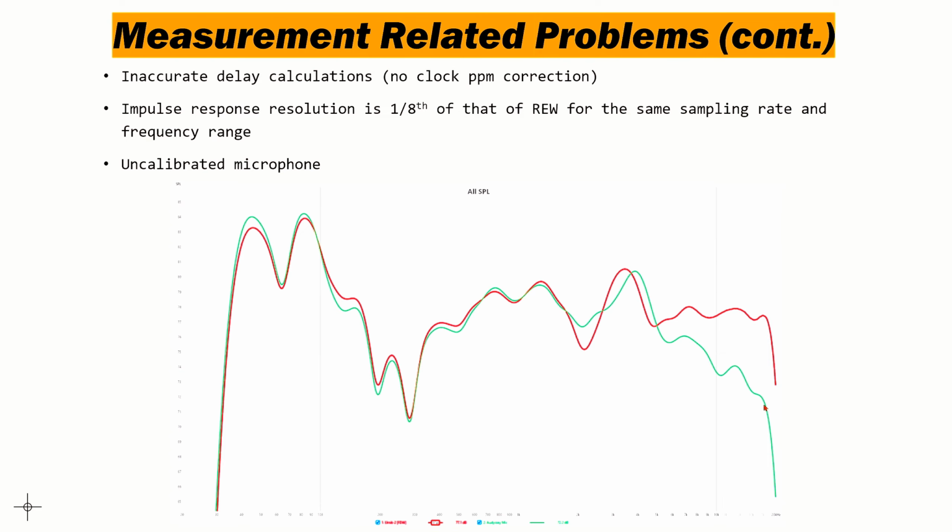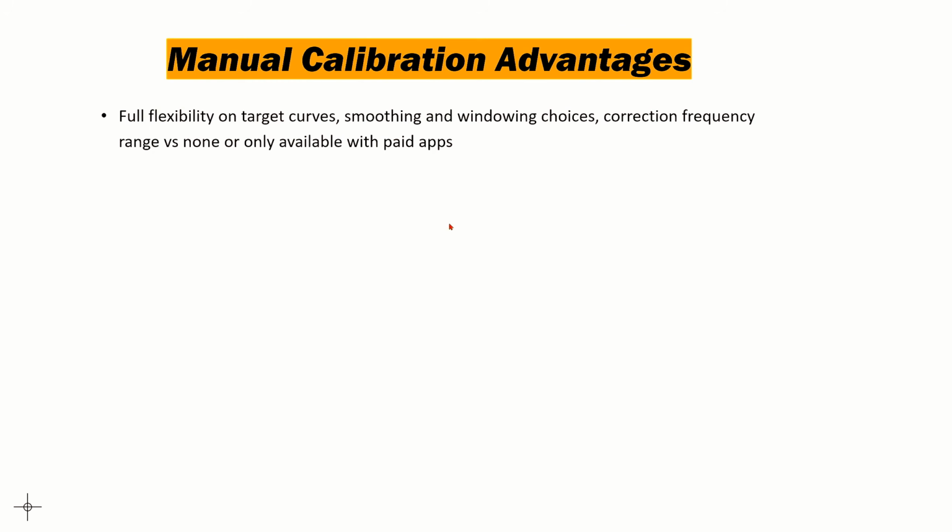Maybe that's why they are trying to push high frequencies with dynamic EQ and other things, because they know the deficiency in the uncalibrated Odyssey microphone. This is quite a difference, and when you can't measure your room properly, how can you correct it? The advantages of manual calibration: full flexibility on target curves, smoothing and windowing choices, correction frequency range, versus none in automated systems, or available with paid apps like MultEQ-X, MultEQ Editor, and what have you.